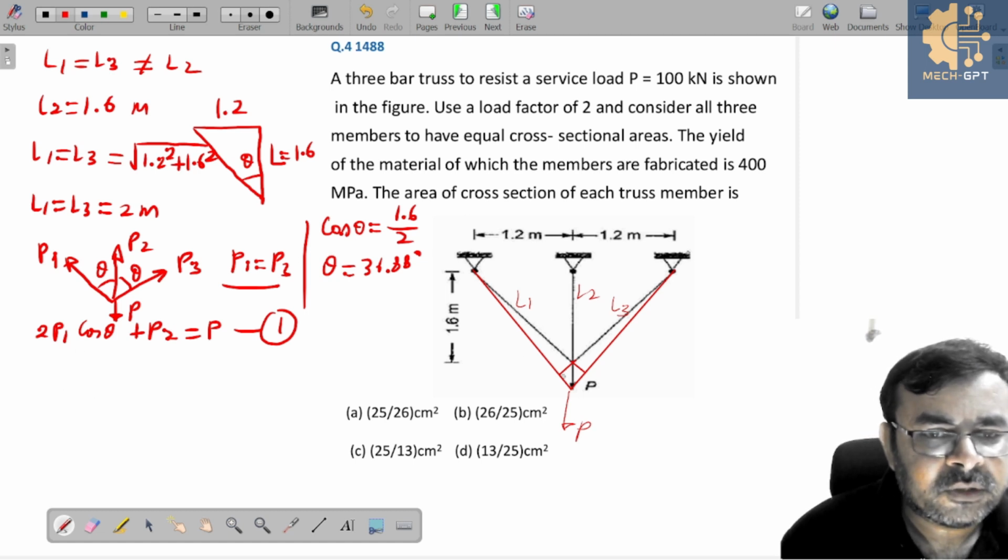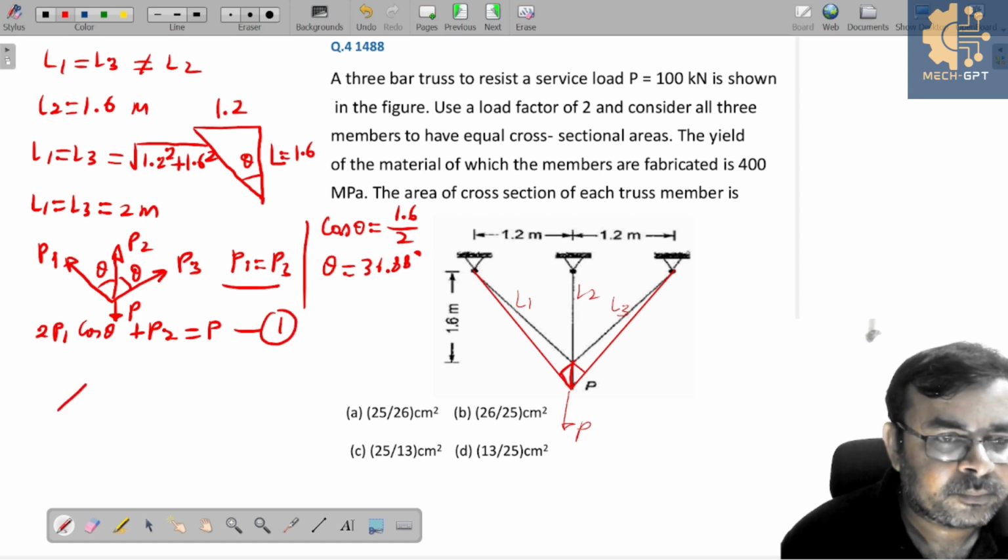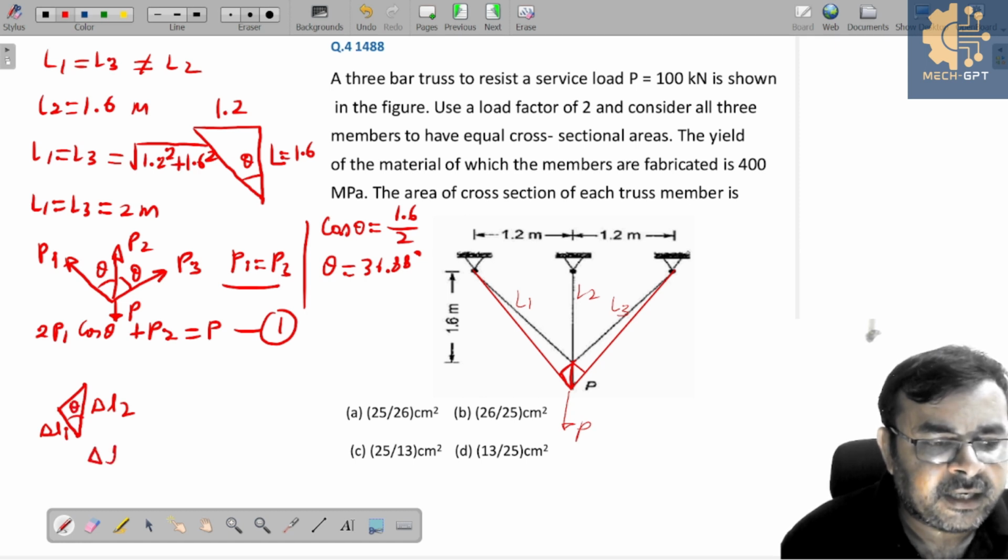Now if you see this triangle, this is a smaller triangle, correct? And in this if I apply compatibility conditions, can I say this is delta L2 and this length is delta L1? Yes or no? And this angle is theta. So simply can I say delta L1 is equal to delta L2 cos theta? And what about delta L1?